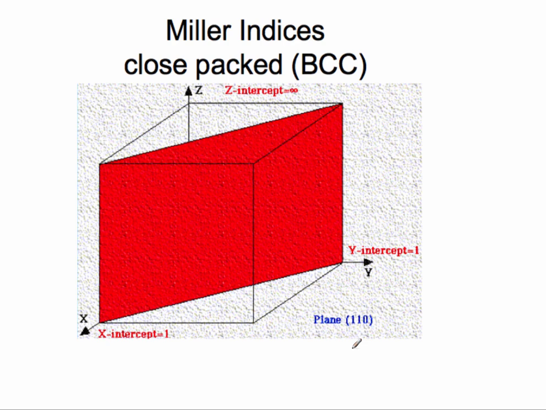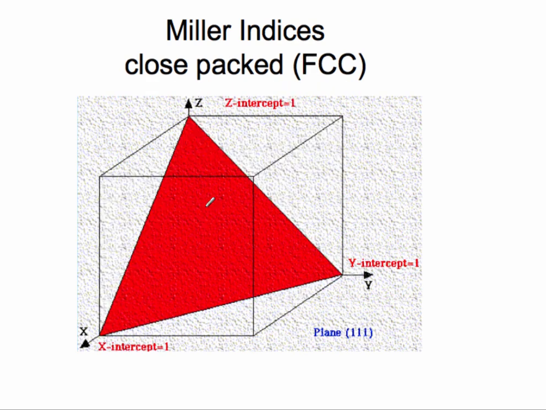For the body centered cubic, this is the close packed plane because it goes through the center where we've got that center atom. And so we've got atoms on the corners, corner, corner, and the center atom. So another way to think about this is along a close packed plane, the atoms are all touching. So all the atoms in the close packed plane are touching each other.